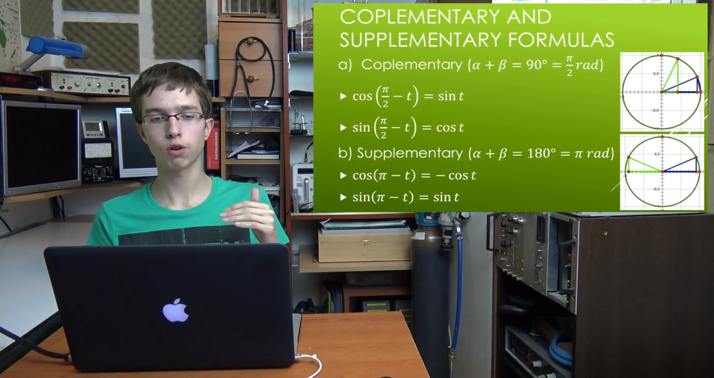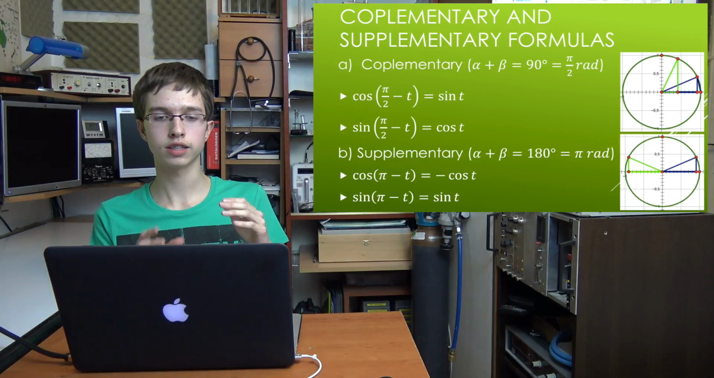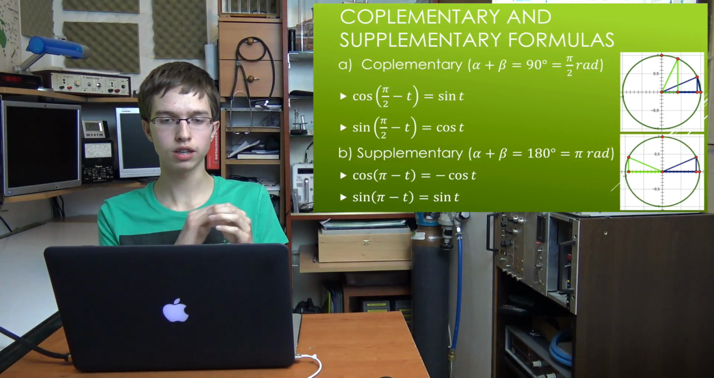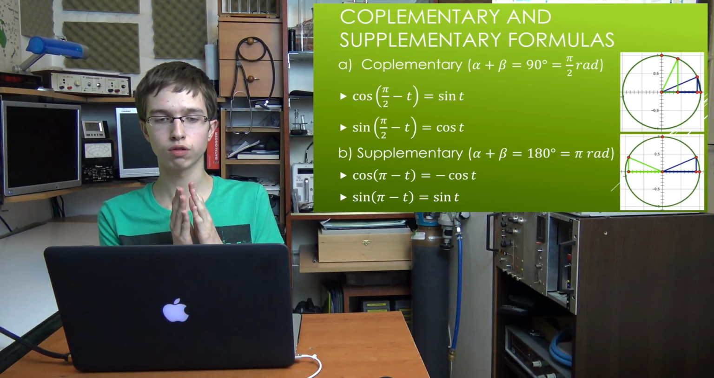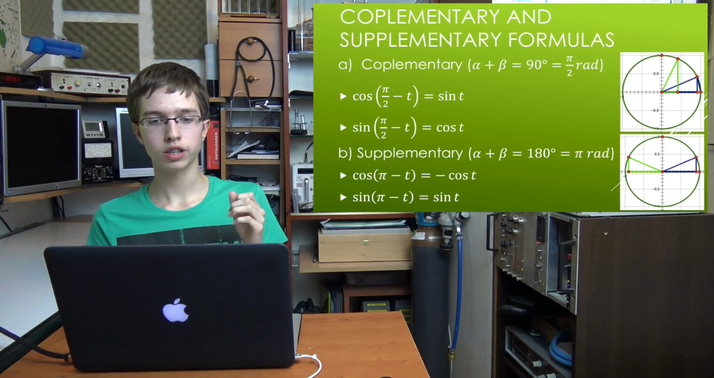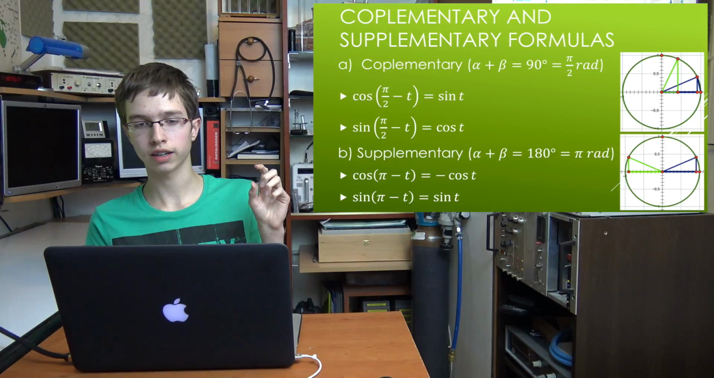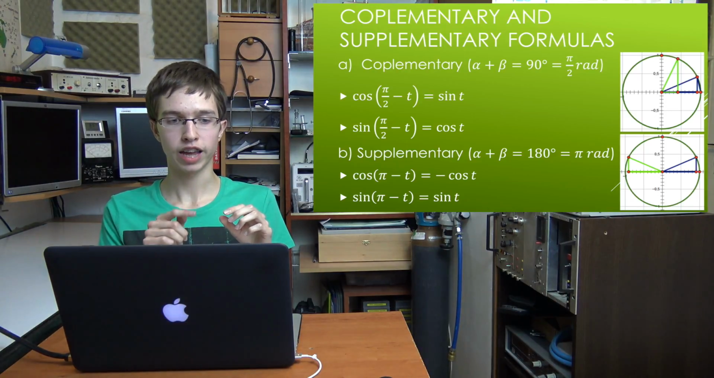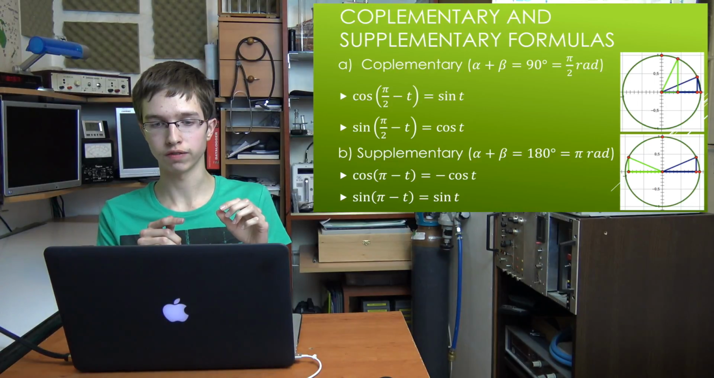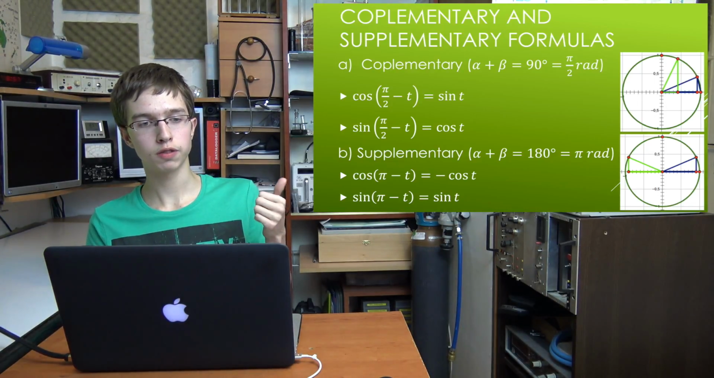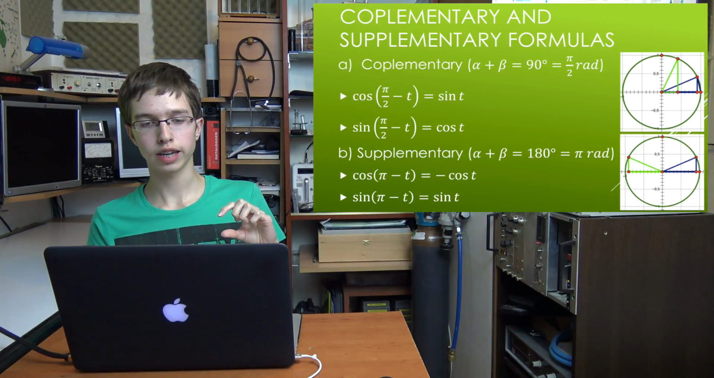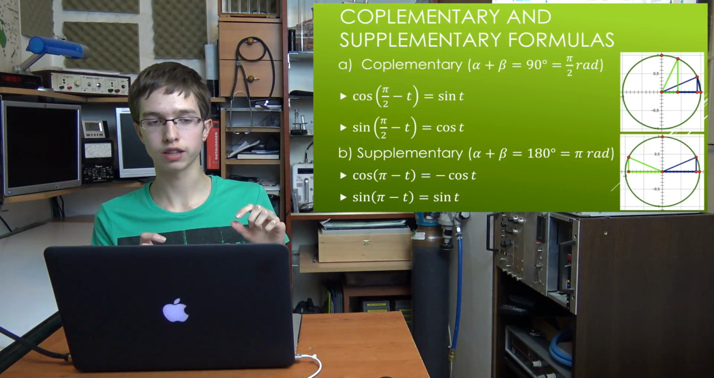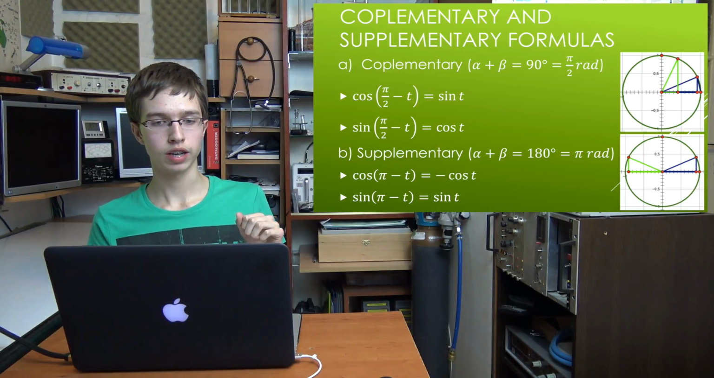Complementary and supplementary formulas are formulas regarding these angles which are in the unit circle. Complementary angles are angles which sum up to 90 degrees, equal to pi half radians. So these two right triangles represent these two angles, t and pi half minus t. The blue one is also always t. In the first case, this green one has an angle of pi half minus t, and in the supplementary formula case we have the green one, which is pi minus t. So we have these two cases.